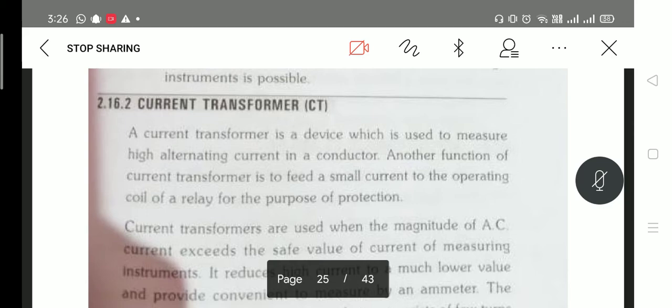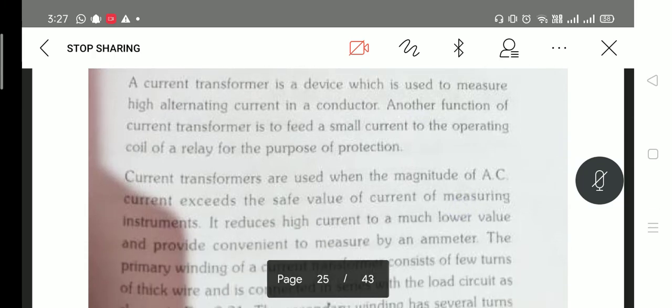Another function of this current transformer is to feed the small current to the operating coil and relay for the purpose of protection. For protection purposes, we are also using this current transformer in the relays. This is also one of the important features of a current transformer.